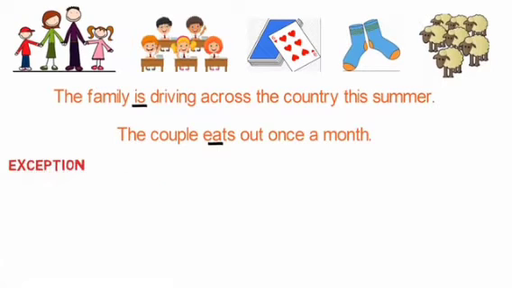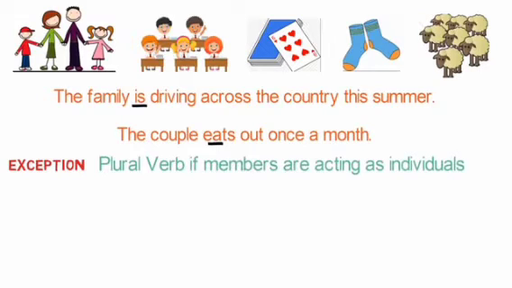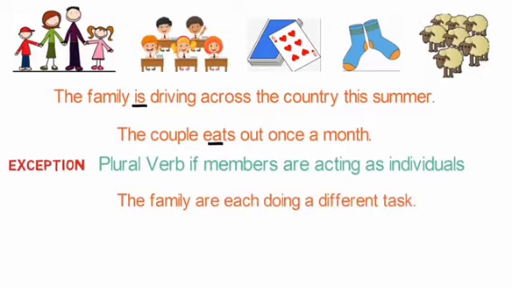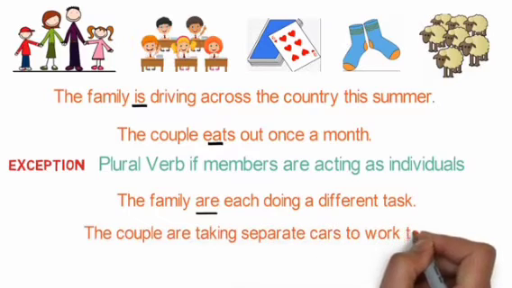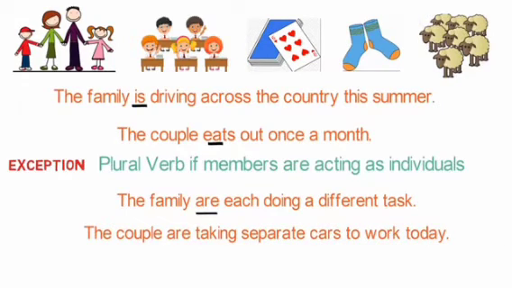But there are exceptions. For instance, you use the plural verb if the members of the group are acting as individuals. You can say the family are each doing a different task. Here, you can say that there is a difference in what the members of the family are doing, so you can take the plural verb are. Another example is that the couple are taking separate cars to work today. You see the couple are being referred to as separate individuals in this sentence, so we can introduce the plural verb are.